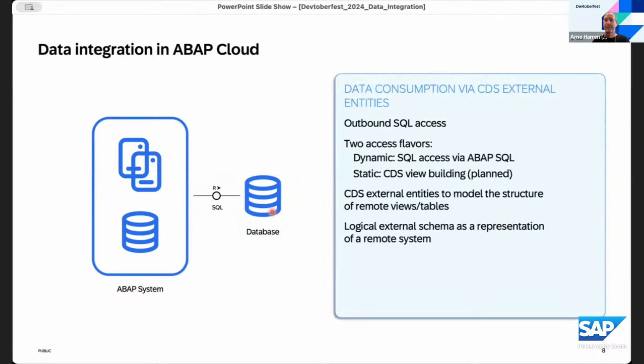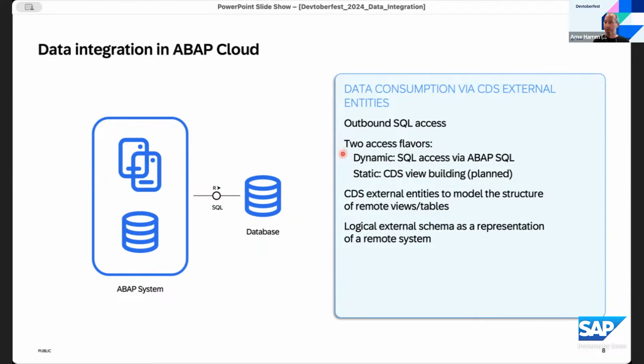The CDS external entity provides now the possibility for outbound SQL access, so going to another database, loading data from there, and combining that with your local data. When we talk about external entities, we have two flavors of how you can use them. The first one is what we call the dynamic access. This means you can use a CDS external entity inside your ABAP SQL code. Like in a program, you can say, I now want to have a query which accesses some external data from some other database, and load that and process that.